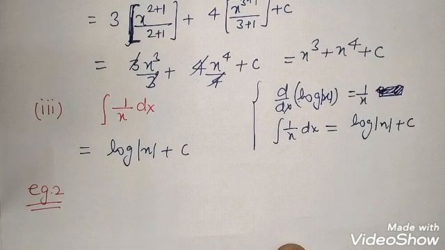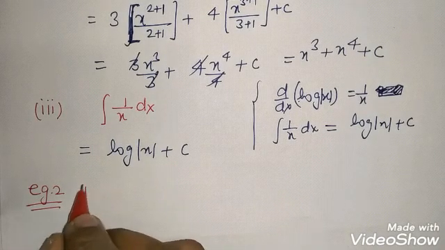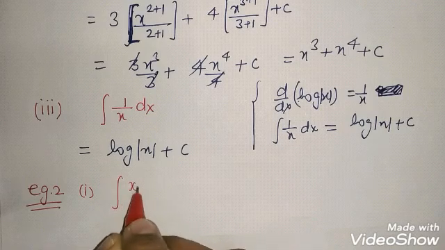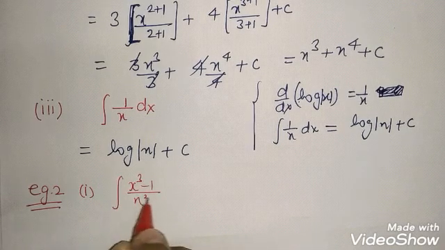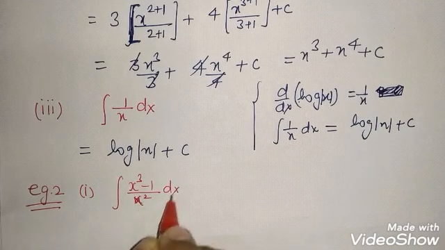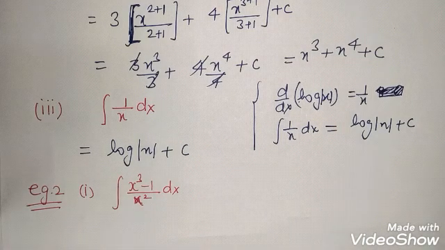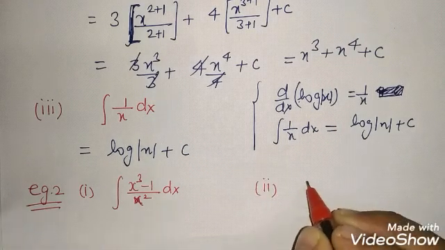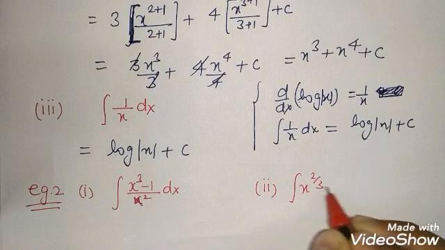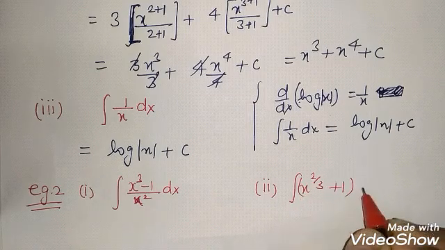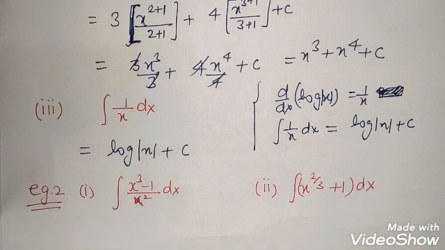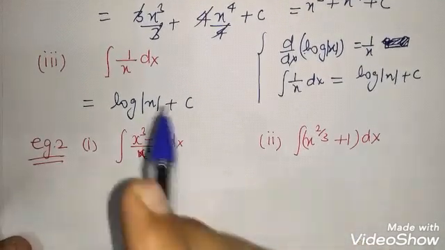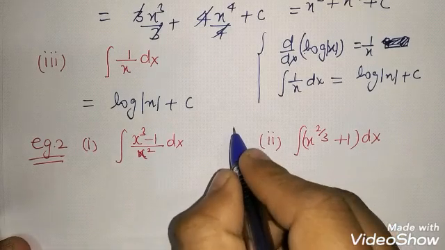Example 2. What does example 2 say? Find the integral. First part: integration of x cube minus 1 upon x square dx. Then second part is integration of x to the power 2 by 3 plus 1 dx. How can we solve this? Separate these integrals.